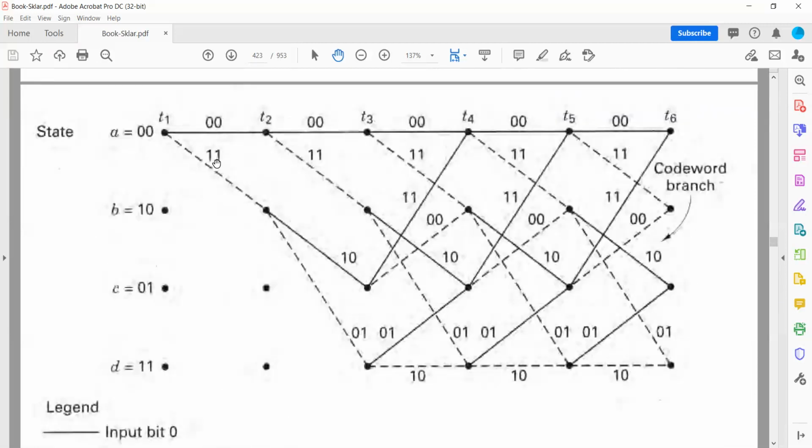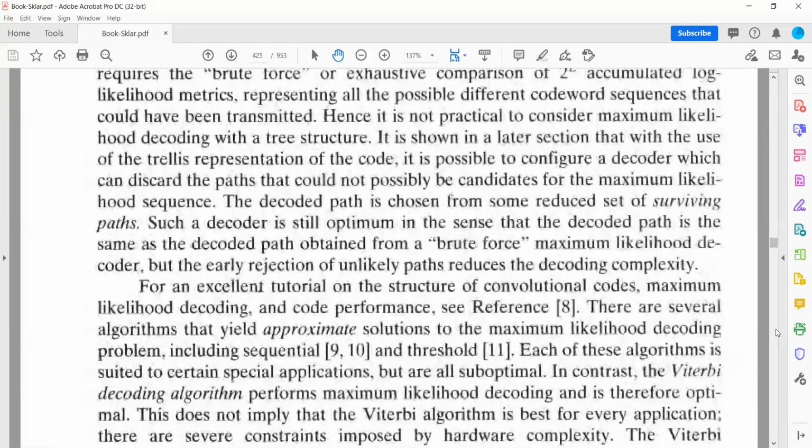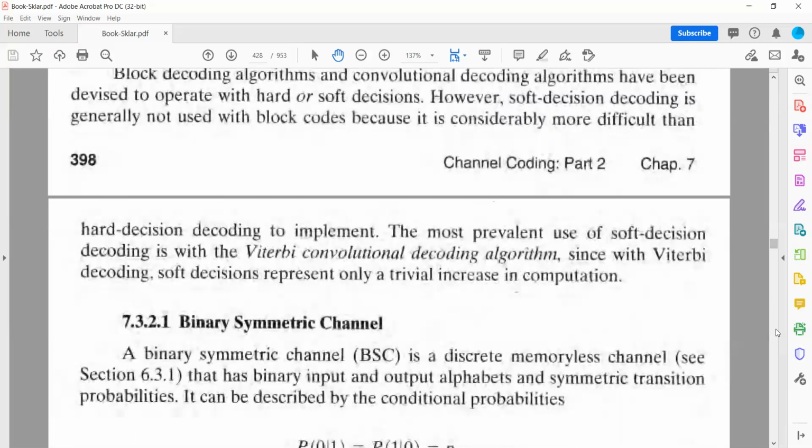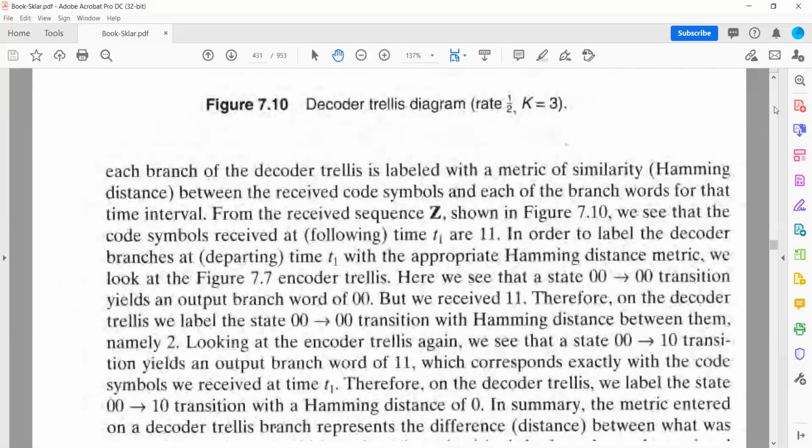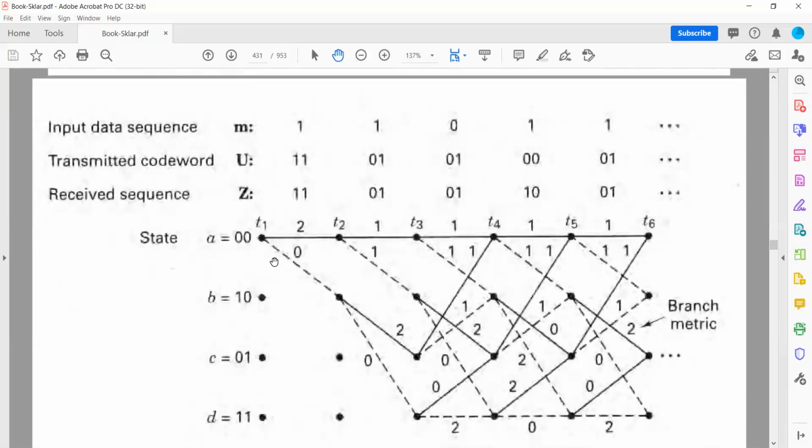And we start comparing the received branch word with the possible branch word, right? And we then represent this using the Hamming distance. Yes, we represent using the Hamming distances. We put every distance, right? Then Viterbi comes into play.